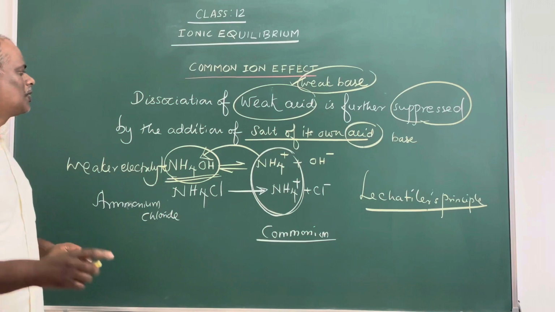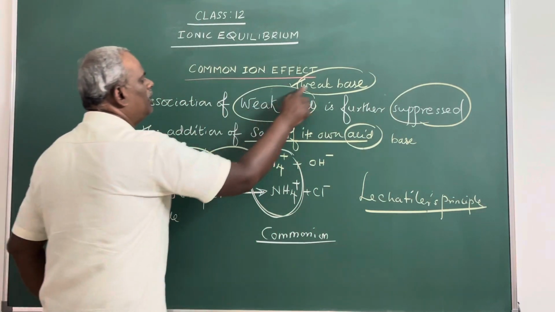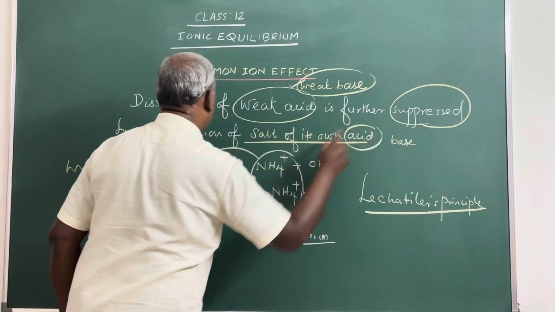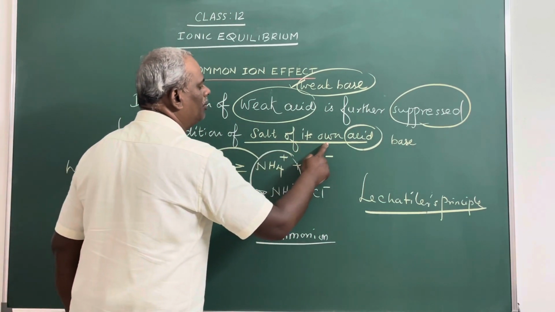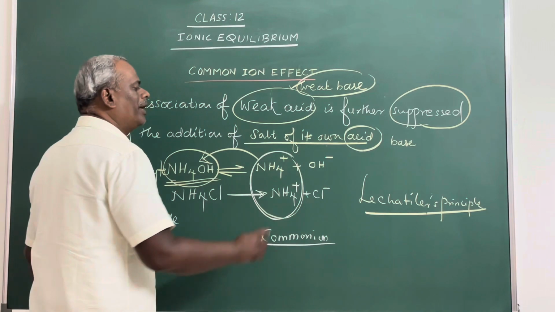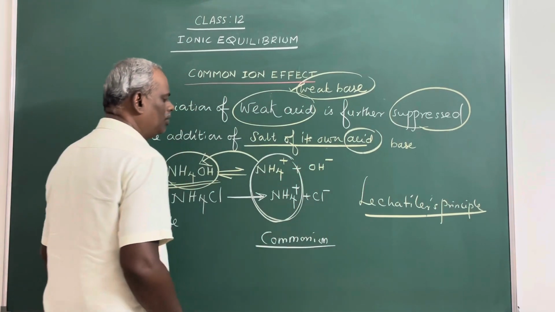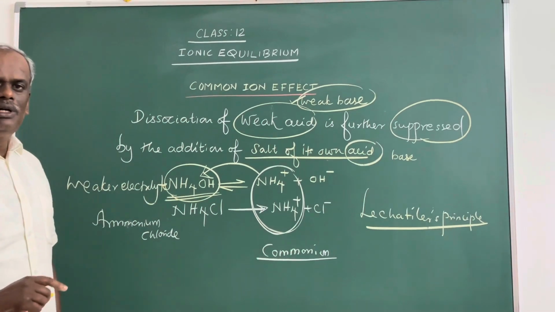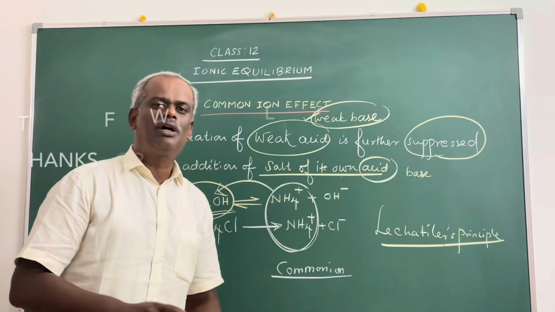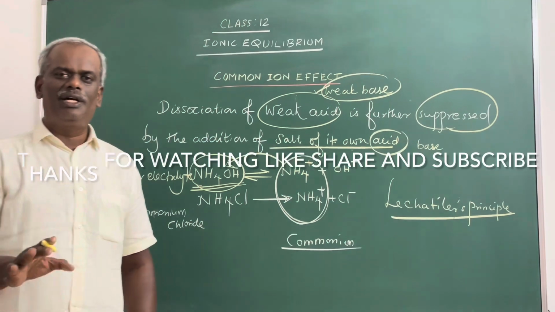So it clearly shows that the dissociation of a weak base is further suppressed by the addition of a salt of its own base, otherwise salt of its own. The salt is ammonium chloride and the base is ammonium hydroxide. So this is about the common ion effect. Is it clear? Okay.